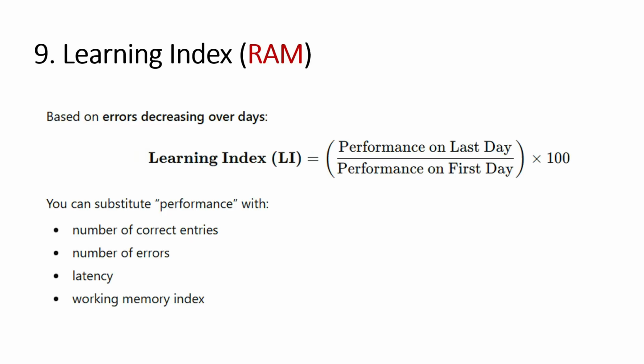Now the last terminology we will see for the radial arm maze. Based on error decreasing over days, learning index equals performance on the last day divided by performance on the first day, into 100. Here, in place of performance you can put the number of correct entries, number of errors, latency, or working memory index. So these are the terminologies we have explained here for the radial maze and Y maze.